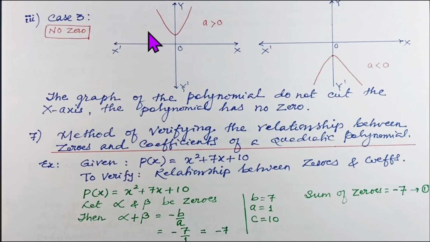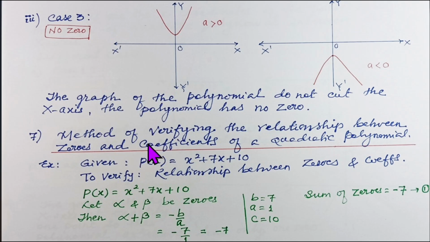Now if the graph does not cut the x-axis at all, then that is case number 3. That means the quadratic polynomial has no zero. That is very important for us to remember. So there are 3 cases possible, and each case we have to understand.